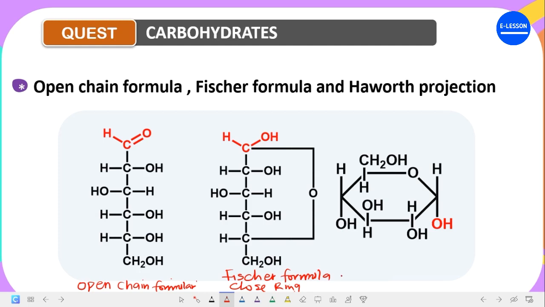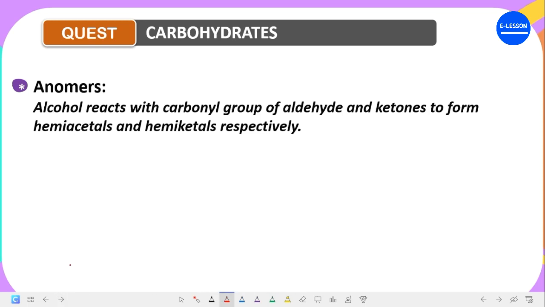Now, the next one is the Haworth projection. This is the Haworth projection. Okay? This is the Haworth projection. So how did all this come about? And that brings us to what we call anomers.